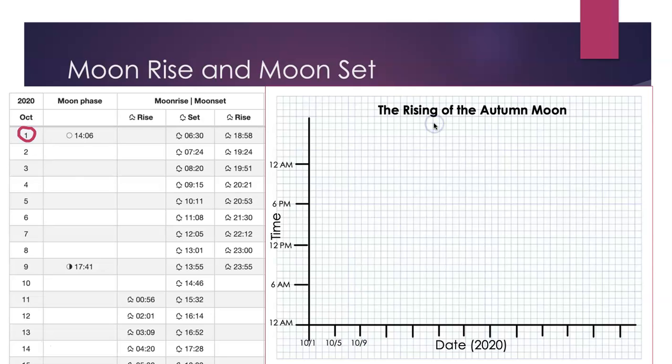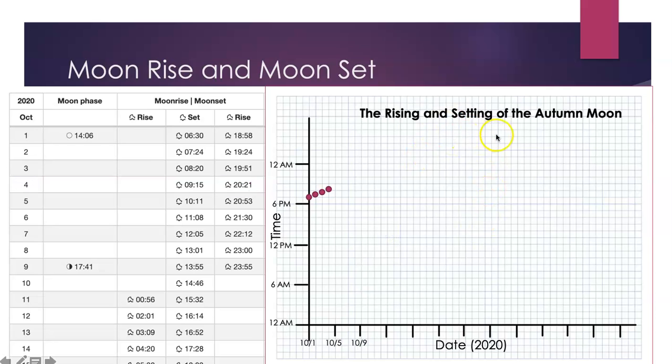So let's start. On October 1st, the moon rose at 18:58, which is roughly 1900 hours, which is 7 o'clock p.m. So here's the first, and there's 7 p.m., so I'm going to make a dot. On the 2nd of October, it rose at about 1924, which is about 7:30. So on the line that represents October 2nd, I'm going to put a point. October 3rd, this is about 10 minutes to 8 p.m. October 4th, 8:20 p.m., etc. And so that's what you're going to do. You're going to plot the points.